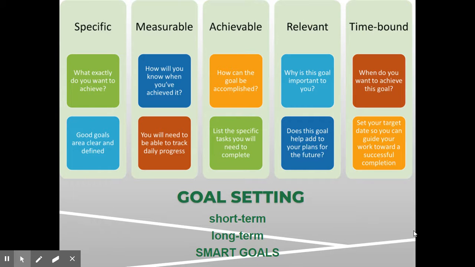Relevant is the next word in SMART. Why is this goal important to you? Are you making this goal for yourself or are you making this goal for other people? Because if you're making this for other people, that does not help you and you won't stick to the goal. It needs to be relevant and important to you. And one way to measure this might be, does this goal help add to your plans for the future? And then it needs to be time bound. So when do you want to achieve this goal by? You need to set a target date of when you would like to achieve the goal so that can guide you in your work towards successful completion of the goal.